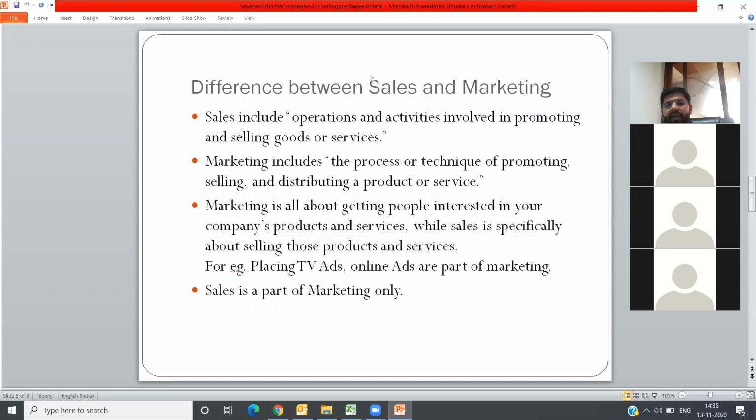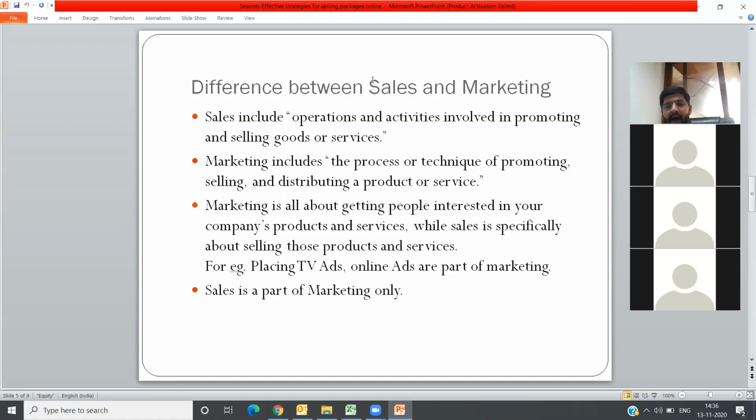Marketing is the process or technique of promoting, selling and distributing a product or service. In our travel business you have to generate a lead, so you have to do the marketing, and there are various types of marketing. Marketing is a beforehand job and sales is a post-marketing job, so you have to categorize it into two forms. Marketing is all about getting people interested in your company's products and services, while sales is specifically about selling those products and services.